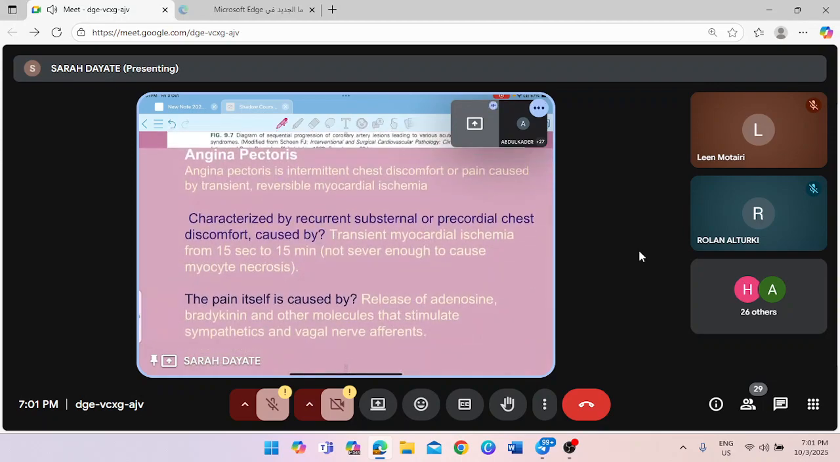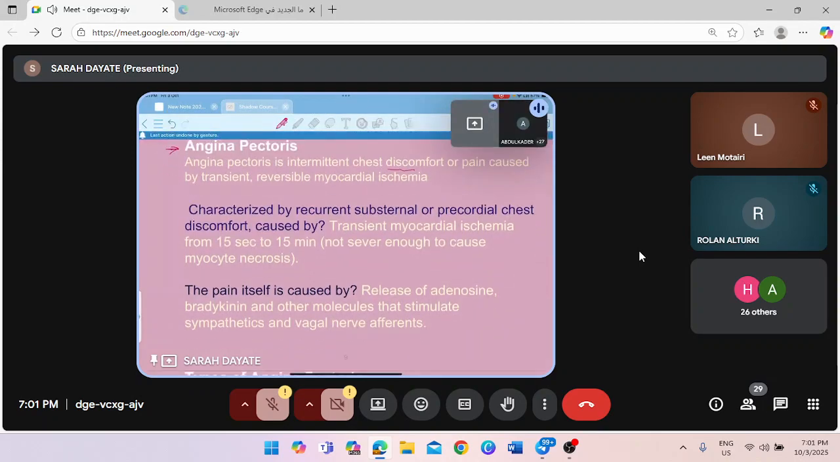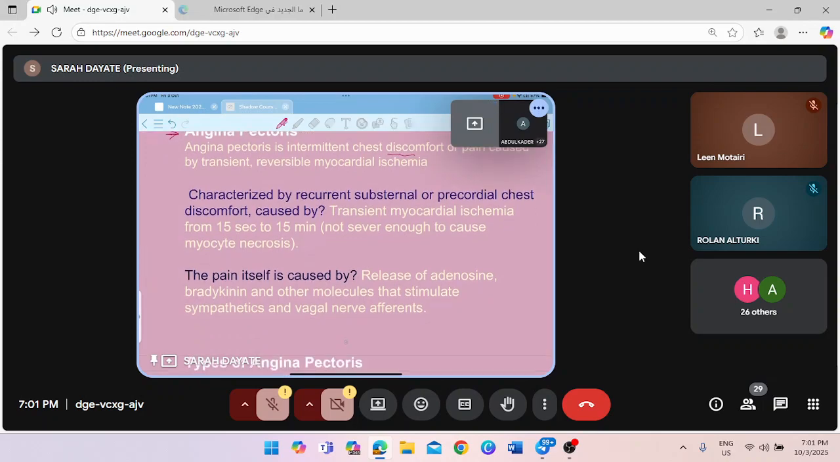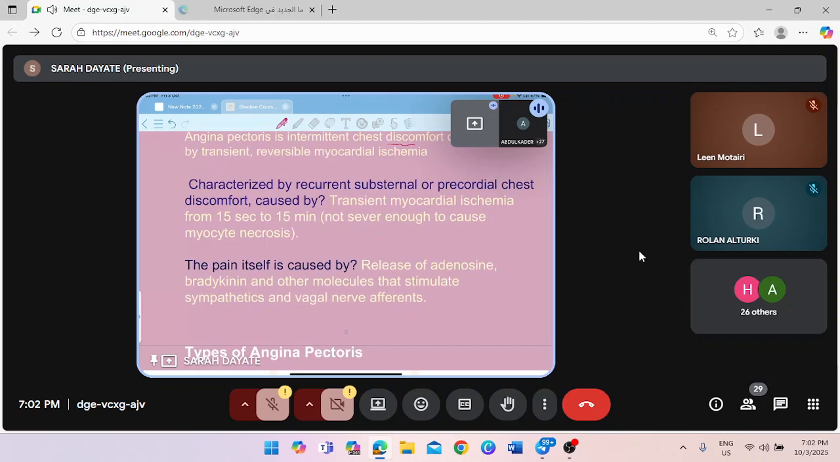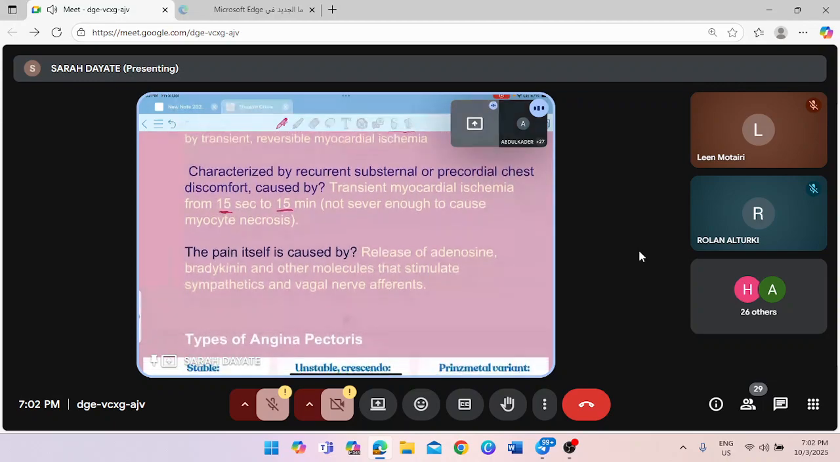Okay, I mentioned angina pectoris, which is a chest pain on the substernal side. We can say it's a discomfort caused by transient reversible myocardial ischemia, so it comes and goes. What are the characteristics of it? It lasts from a few minutes up to 15 minutes, but it's not severe enough to cause myocyte necrosis.